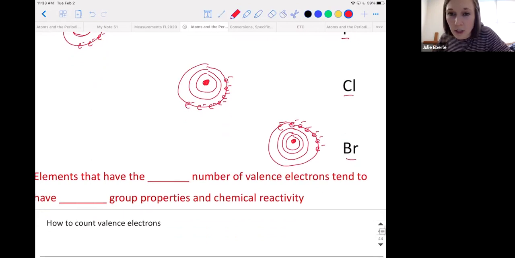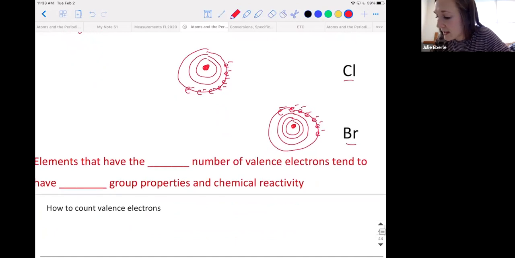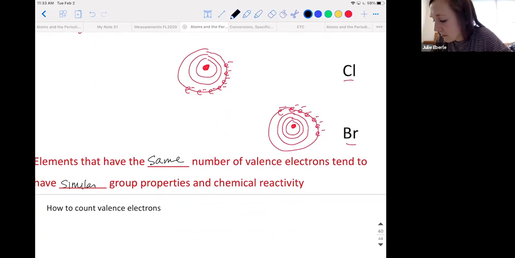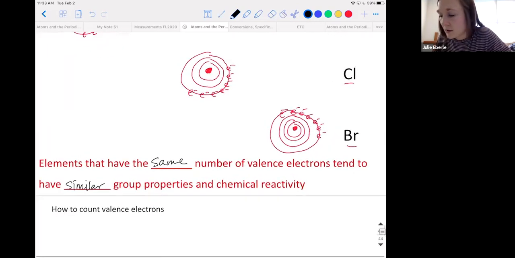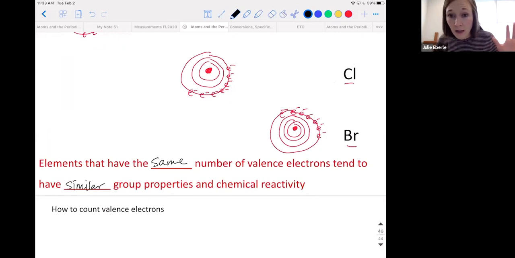All right, so there's a relationship between the number of valence electrons you have, what group you're in, and how you behave in nature. So elements that have the same number of valence electrons tend to have similar group properties and chemical reactivity, okay? That was the whole point of that. So do you feel confident in counting valence? For any element, you could tell me on the periodic table now how many valence electrons it has.